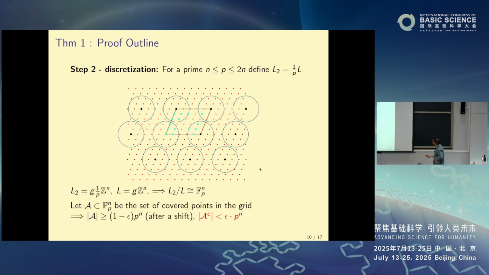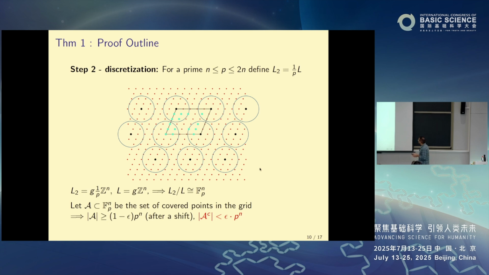Now, inside this fundamental parallelepiped, I have p to the n red points. Some of them are already covered, and some of them are not. The ones that are covered are the ones I like. The red ones that are not covered are the ones I need to deal with, right? So let's call the set of all points that are already covered A. Now, this is a set of points inside the fundamental parallelepiped, but I can think of it as a set of points in Fp to the n, because I already identified each one of them with an element of Fp to the n. What do I know about the size of this set?